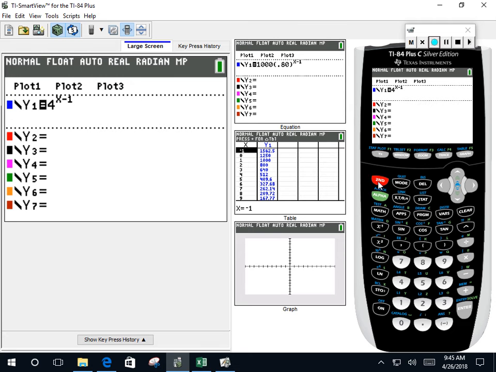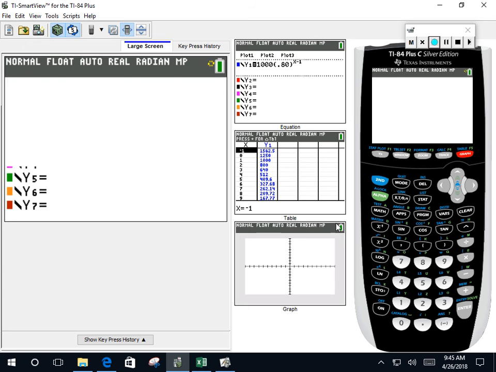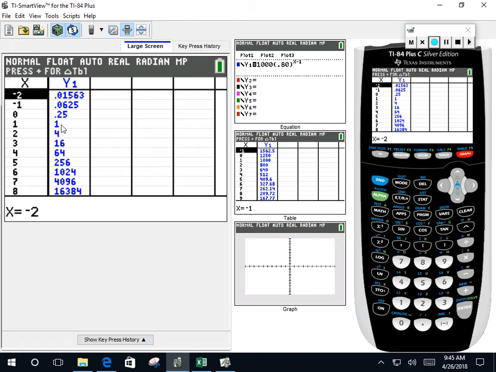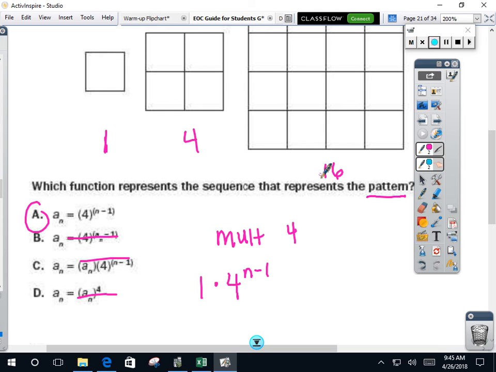I'm just going to go straight to the table. 1 is 1, and isn't that how many squares were in the first figure? And then the second figure had 4 squares, and the third one had 16 squares. So that means A is right, because it matched up. All right, number 63.